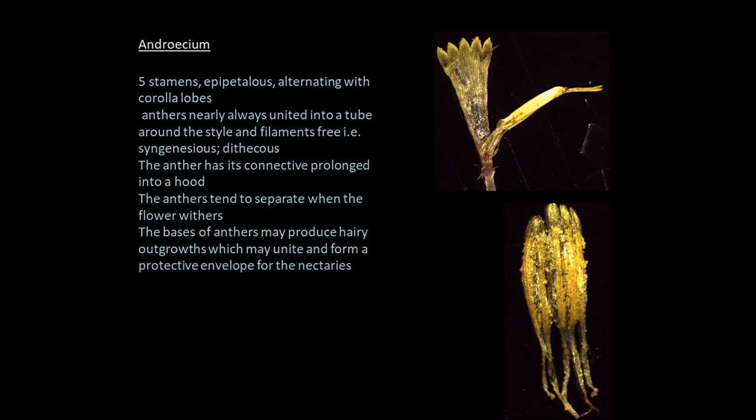Third is bilabiate with 3 lobes in the upper lip and 2 lobes in the lower lip. And next is about its androecium characters. Five stamens, epipetalous, alternating with corolla lobes. It shows a condition syngenesious, that is, anthers nearly always united into a tube around the style and filaments free. The anther connective is prolonged into a hood. The anthers tend to separate when the flower withers. The bases of anthers may produce hairy outgrowths which may unite and form a protective envelope for the nectaries.